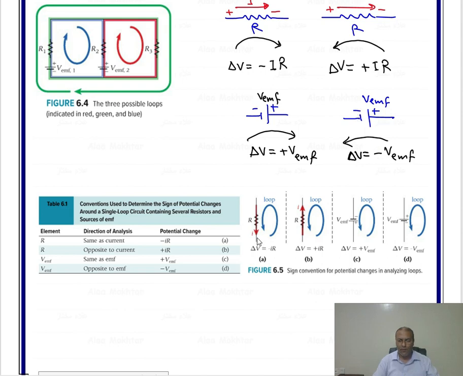Again, the current flows down, positive up, negative down. I find the negative after I get out in this direction, negative IR. The current flows up, positive down, negative up. I move in this direction, I find positive IR. I move in this direction, I find positive V EMF. I move in this direction, negative V EMF. All of this is Kirchhoff's second rule.